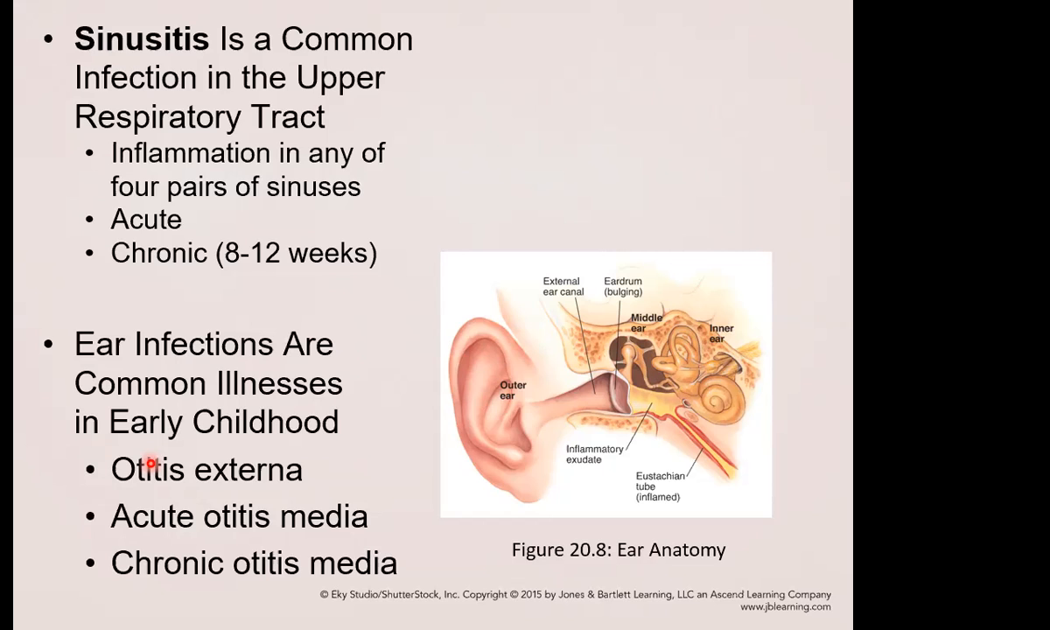And then if your middle ear is infected, we'll call that otitis media, and that can be acute or chronic. And so that's why you see this word here, bulging on the eardrum, a middle ear infection. If you were to look inside, you'd see a red, bulging eardrum.